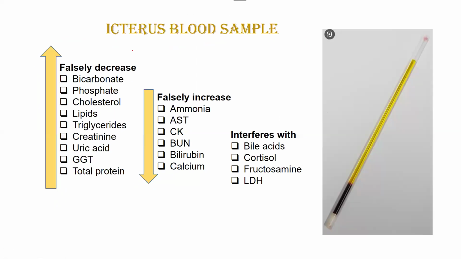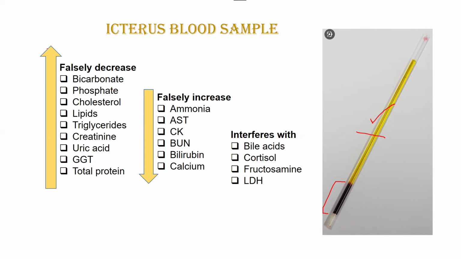Next we have icteric blood sample. Icteric blood sample means that your animal is having jaundice, and because of that bilirubin is increased in the body. So because of that your sample gets this bright yellow color. This is basically a centrifuged blood sample. So hematocrit is down here and this is serum, and you can see serum is yellowish. So icteric blood sample falsely decreases.